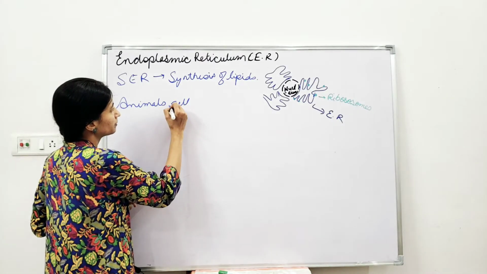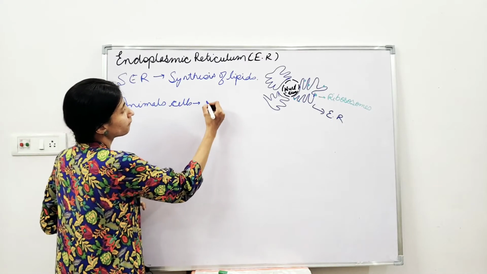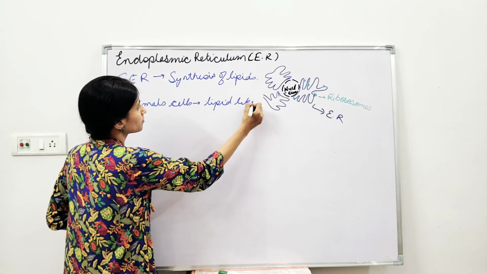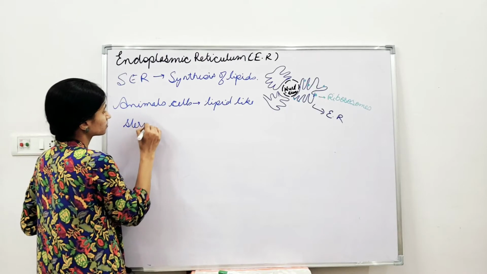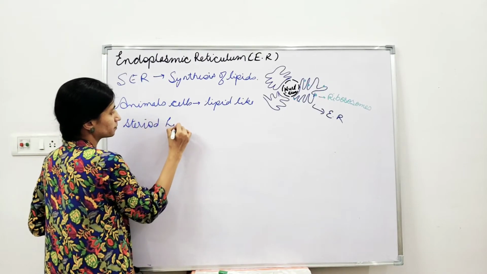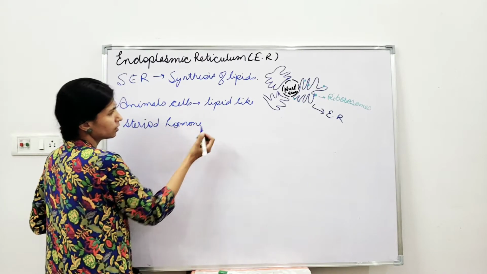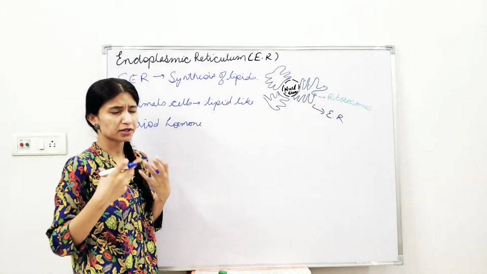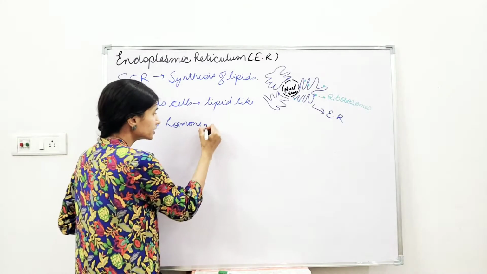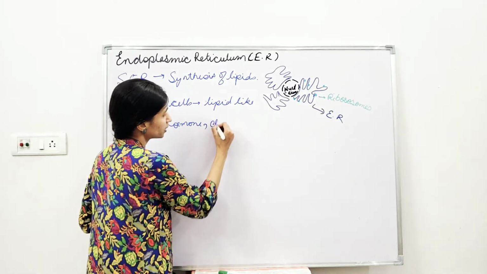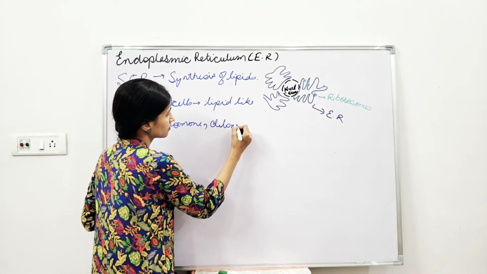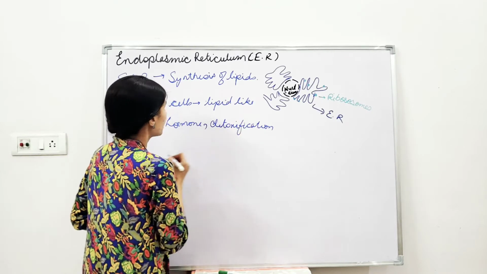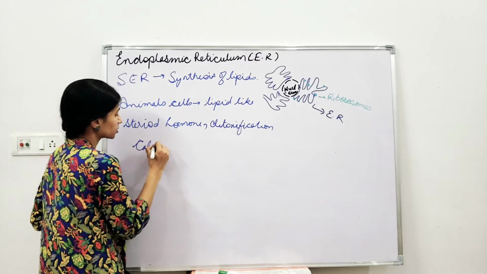In animal cells, they form lipids like steroid hormones. They are involved in the formation of steroid-like hormones and their secretion also. Other than that, they are also responsible for detoxification and calcium regulation.